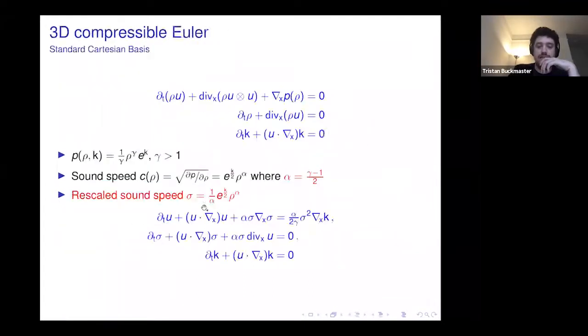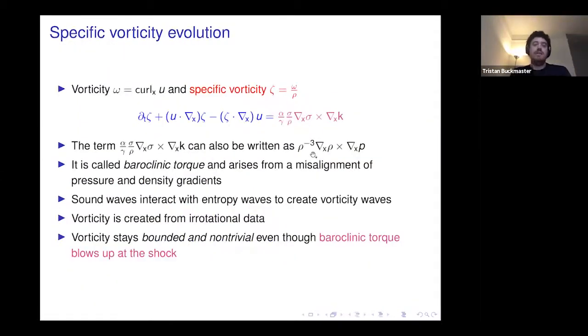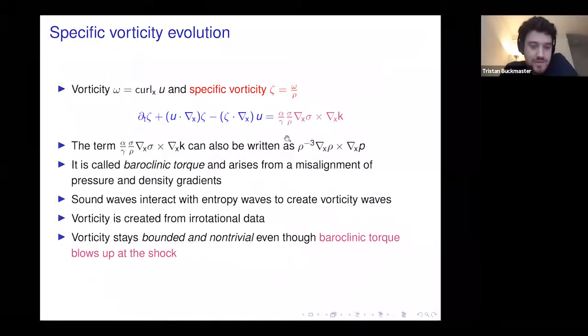And the point is that the transport is of the same order, by taking the right power of alpha. Now we don't want to deal with the vorticity directly. It's much nicer to deal with the specific vorticity, where you take the vorticity and divide by rho.